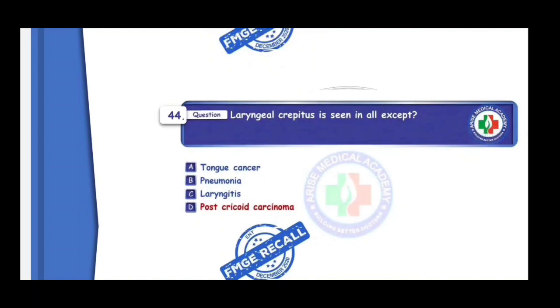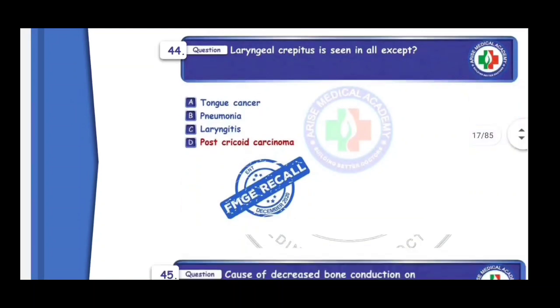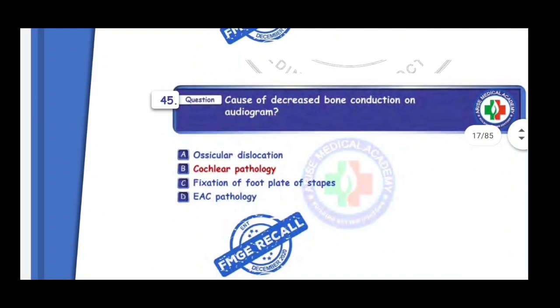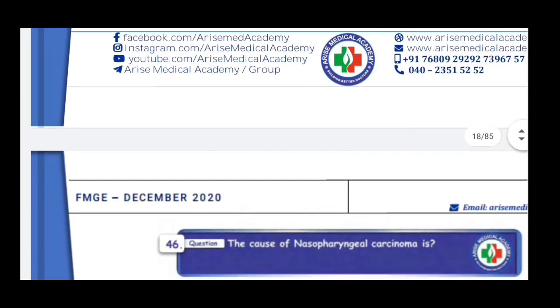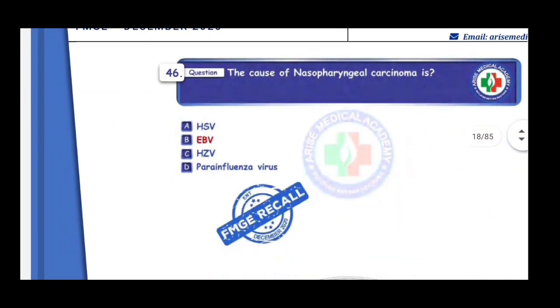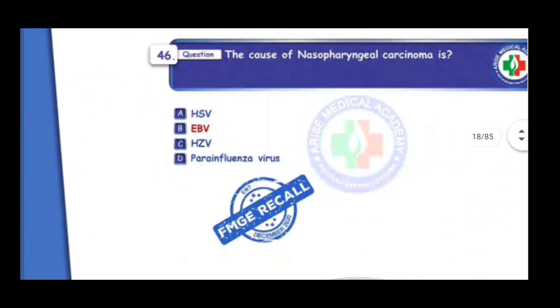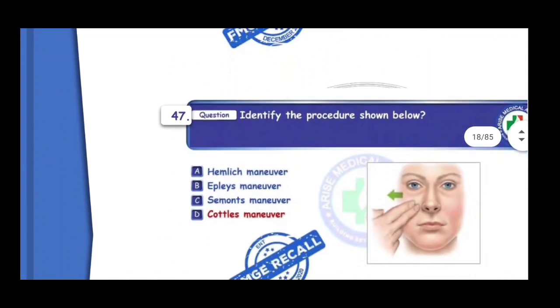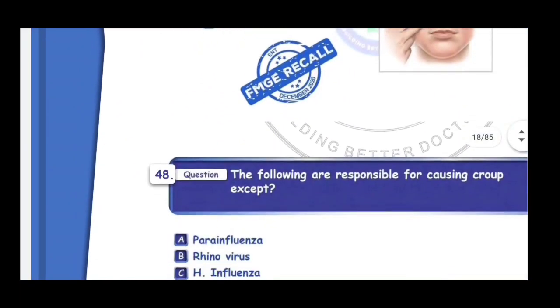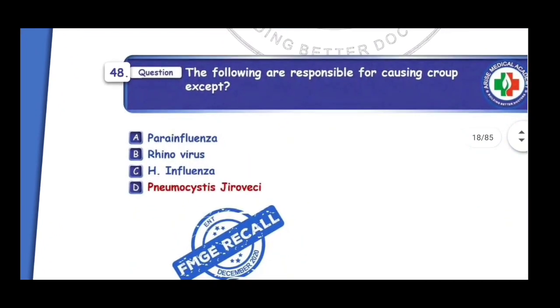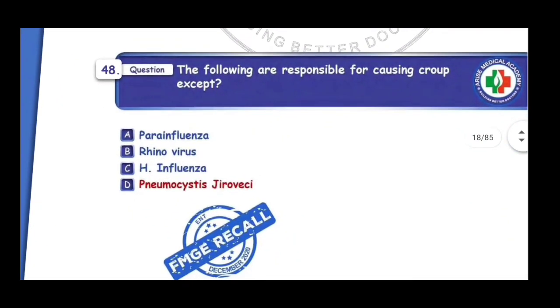Laryngeal crepitus is seen in all except post-cricoid carcinoma. The cause of decreased bone conduction on audiogram is cochlear pathology. The cause of nasopharyngeal carcinoma is the Epstein-Barr virus. Identify the procedure shown. So this is Cottle's maneuver. The following are responsible for causing croup except Pneumocystis.